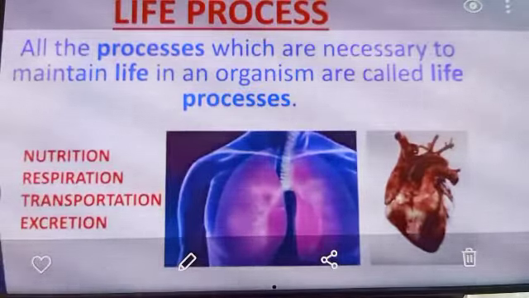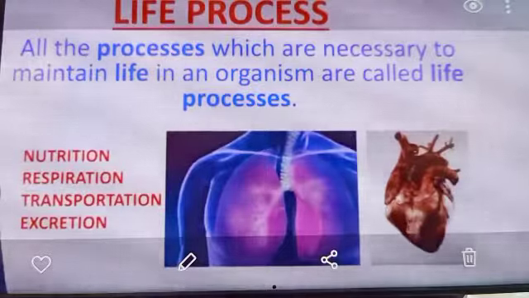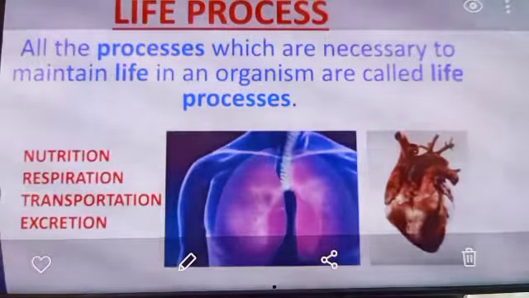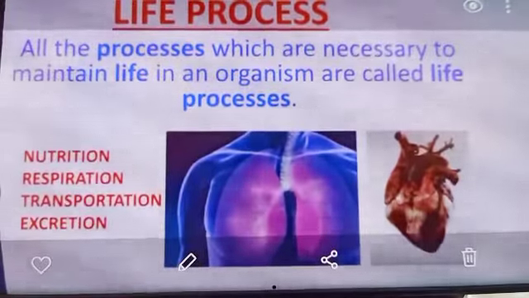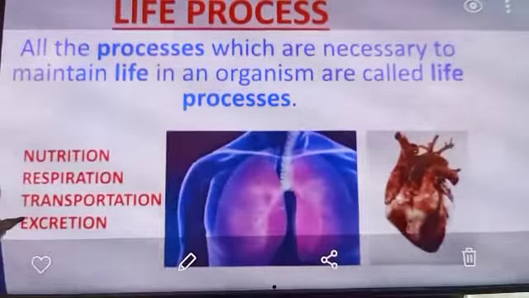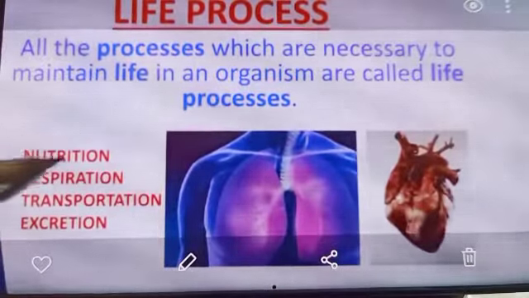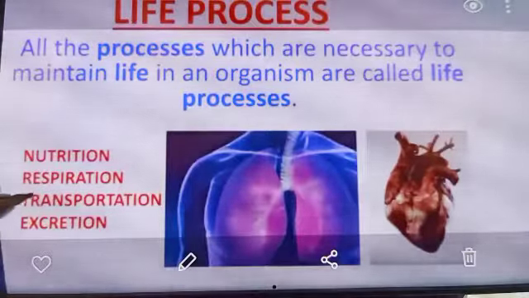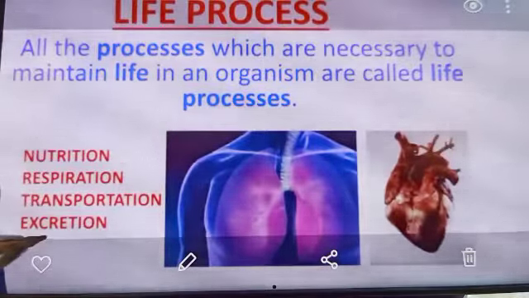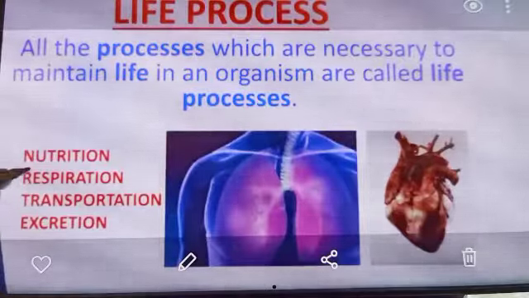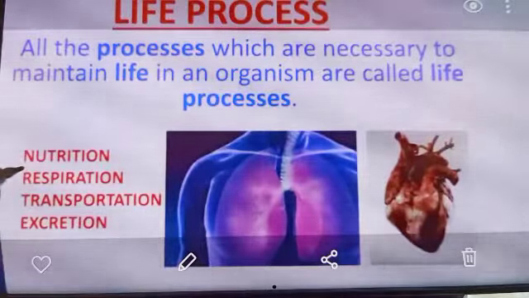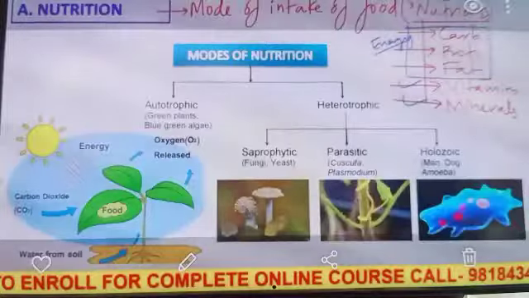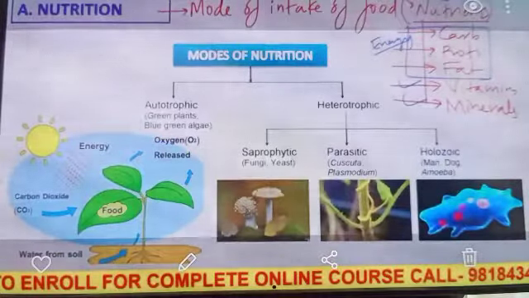Now in this lesson, what kind of processes are we learning? We are learning about nutrition, respiration, transportation, and excretion: nutrition of plants and animals, respiration of plants and animals, transportation in plants and animals, and excretion in plants and animals. So first we will take nutrition in plants. What is the mode of nutrition? How do we get food?